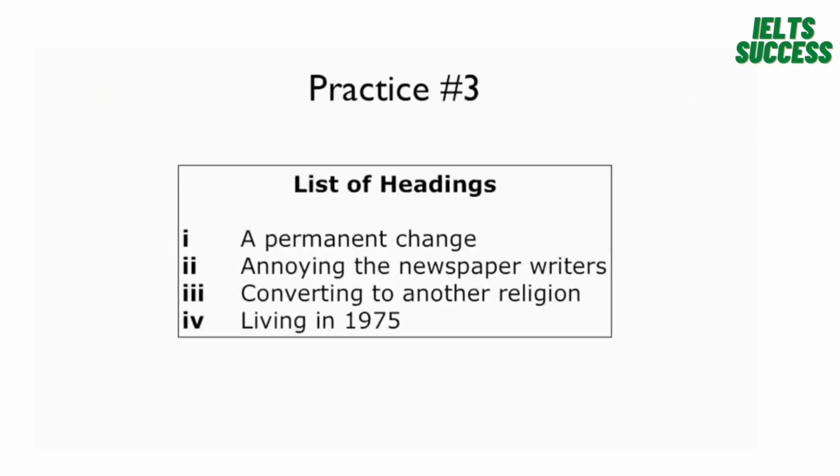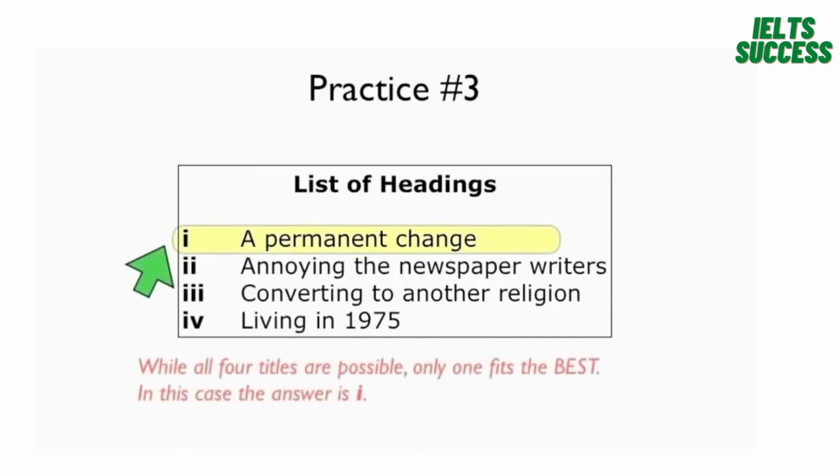Practice question 3. Here are the list of headings. 1. A permanent change. 2. Annoying the newspaper writers. 3. Converting to another religion. And 4. Living in 1975. The answer is 1. A permanent change. Again, while many of the titles would fit as titles for the paragraph, it was number 1 that fit the best, and that is the key thing you are looking for.